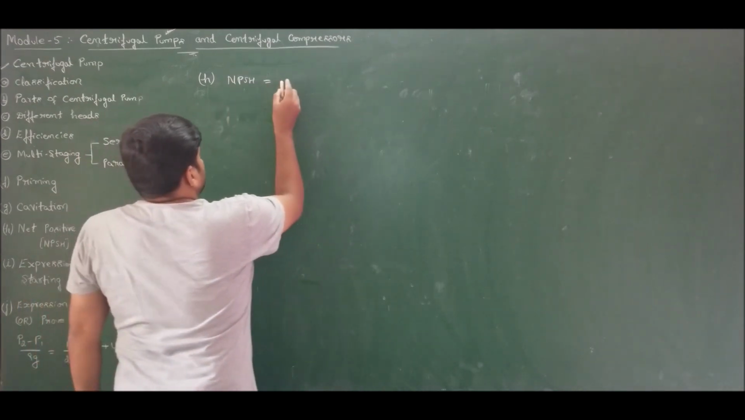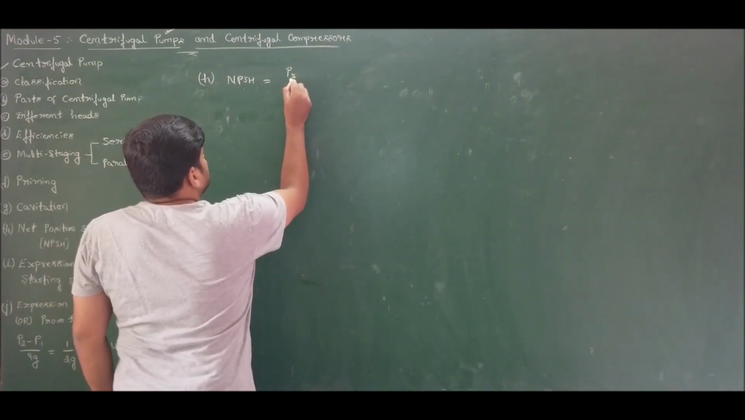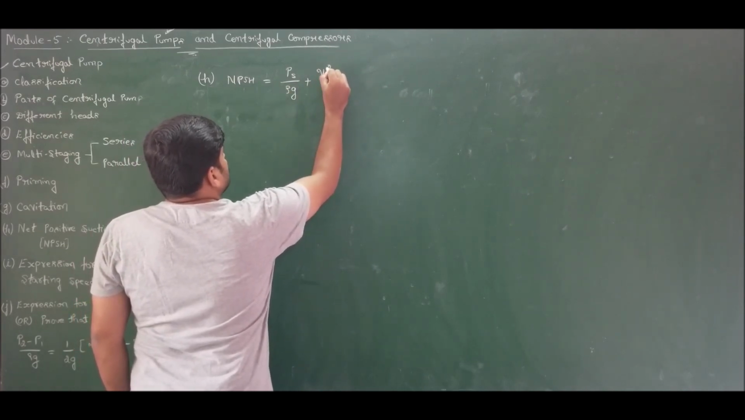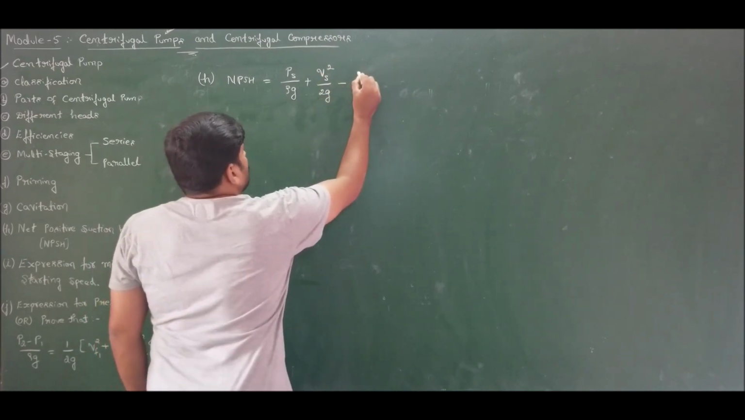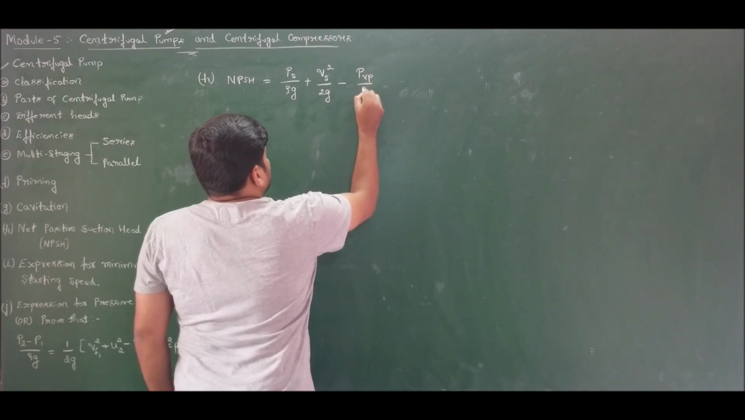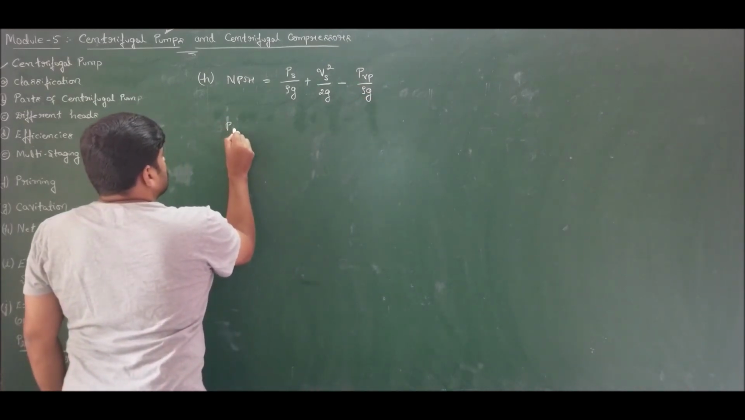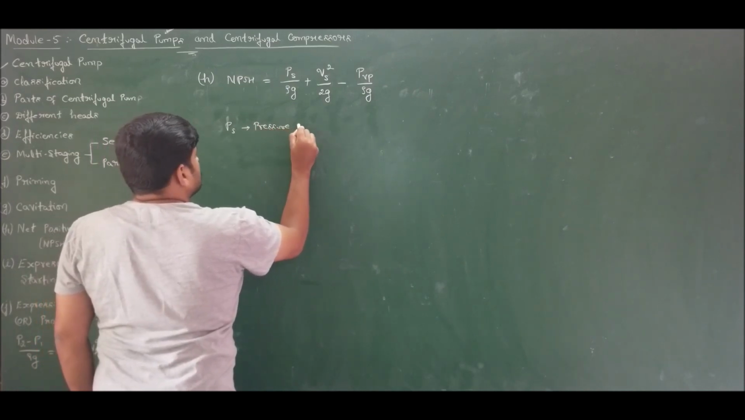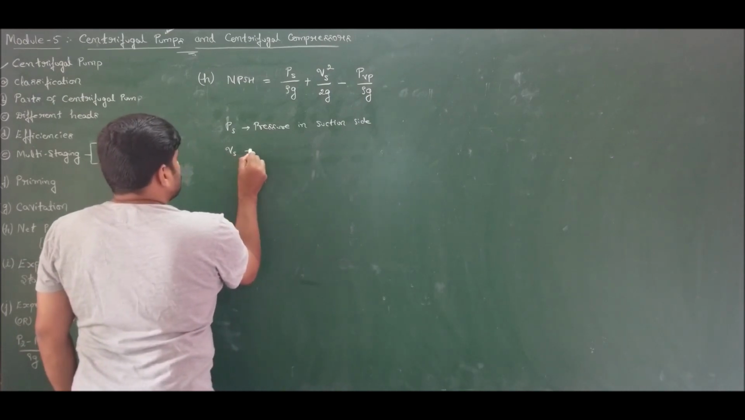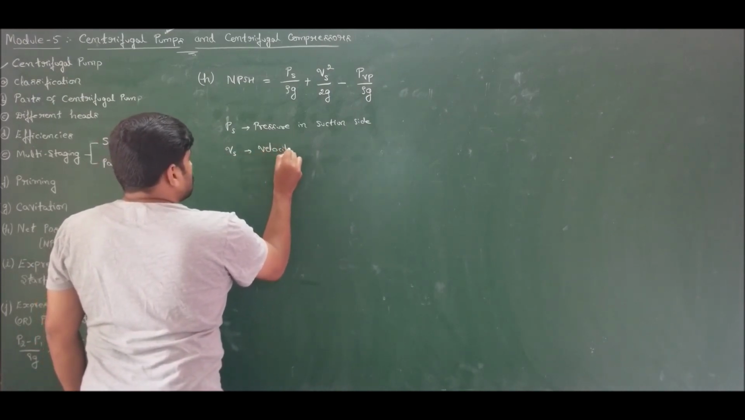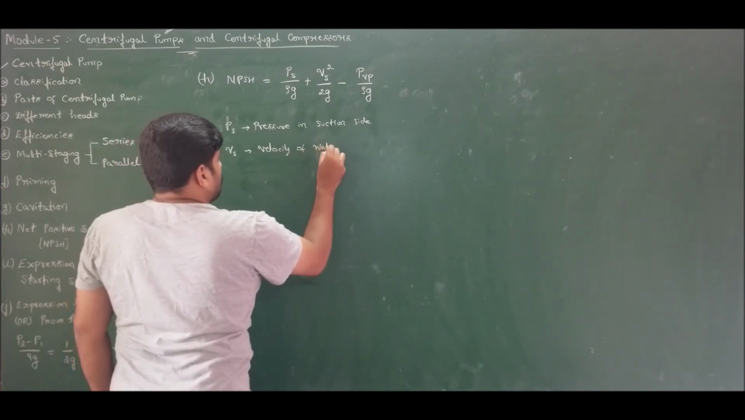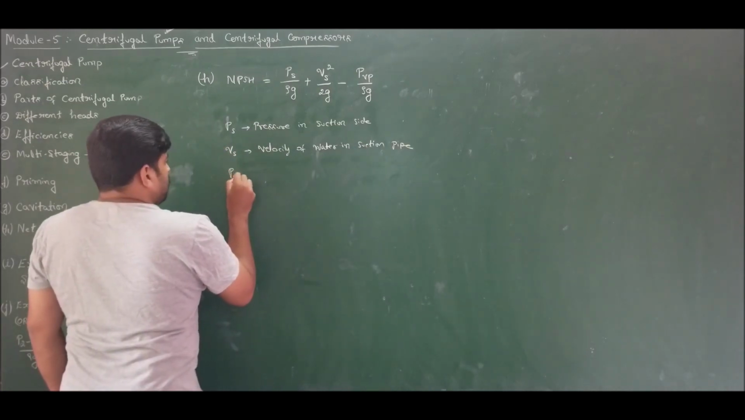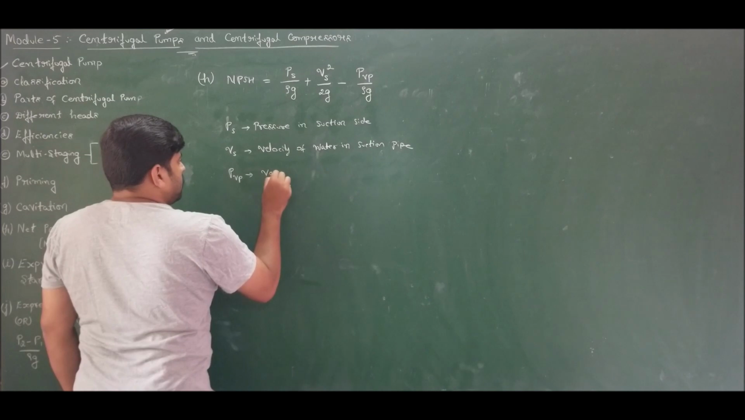In terms of meters, the net positive suction head is given by the pressure on the suction side divided by rho g, plus the velocity of the working fluid in the suction pipe squared by 2g, minus the vapor pressure by rho g. Here Ps is the pressure in the suction pipe or suction side, Vs is the velocity of water in the suction pipe, and Pv is the vapor pressure.